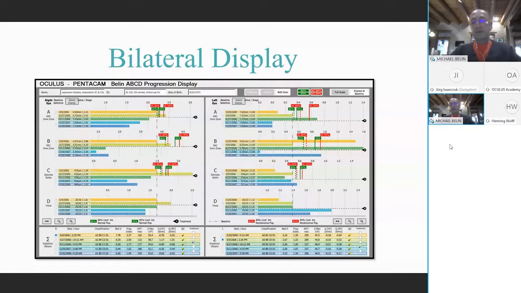Another feature that is there that I don't think most of you will be using is a bilateral display. It's nice to be able to show both eyes at the same time, yet it's a lot of information that's crammed onto one page, and by doing that again, you lose some of the visual separation. So again, I normally don't recommend using a bilateral display.